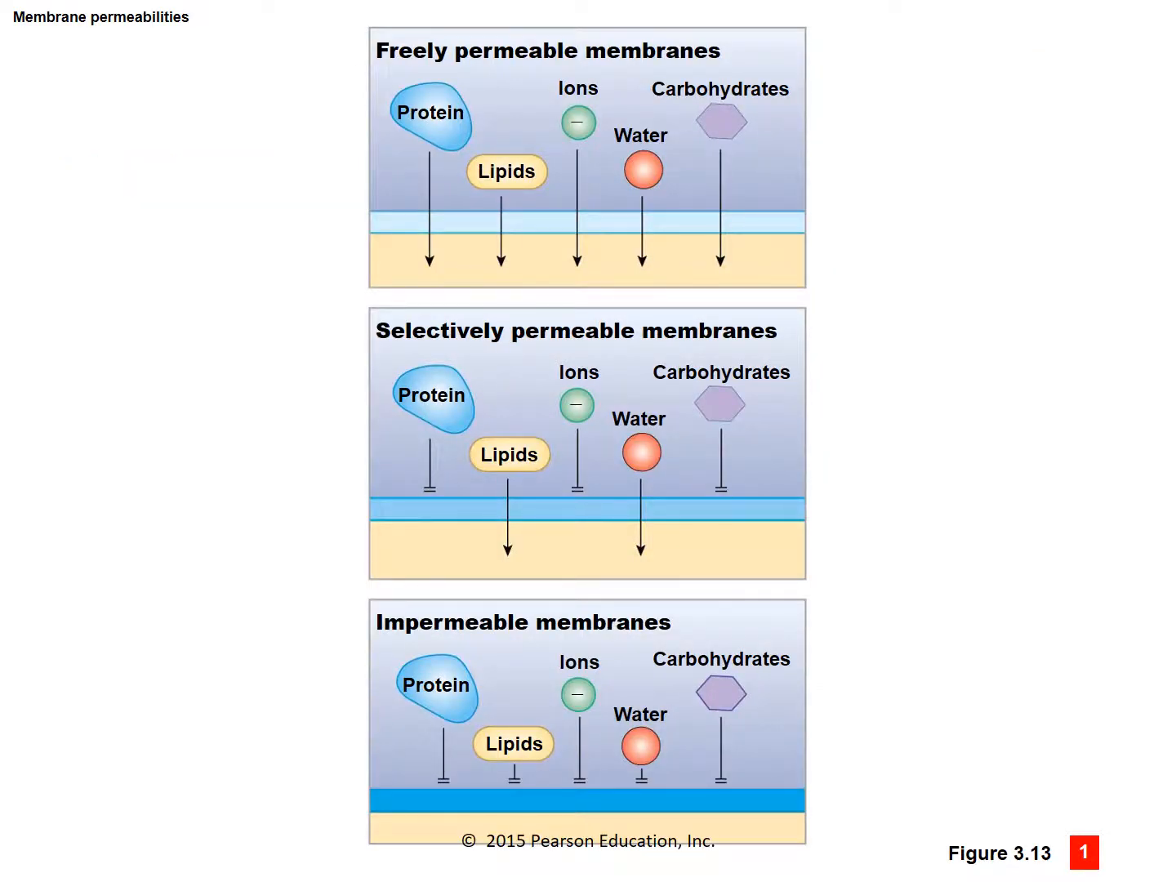These are 3 different examples looking at different permeabilities in cell membranes. First, we have a freely permeable membrane. This is where it lets everything in. It doesn't stop anything from coming in. We have proteins, lipids, ions, water, and carbs all moving through the cell membrane. On the flip side, at the very bottom, we have impermeable membranes that don't let anything in, no matter what. And then in the middle, we have selectively permeable membranes. In the case of this membrane, it lets in lipids and water, but won't let in proteins, ions, or carbohydrates.